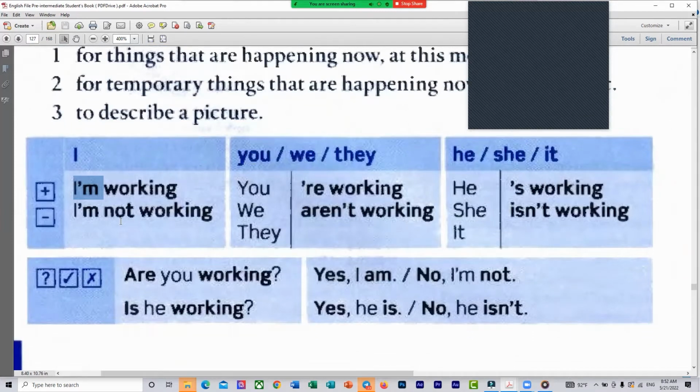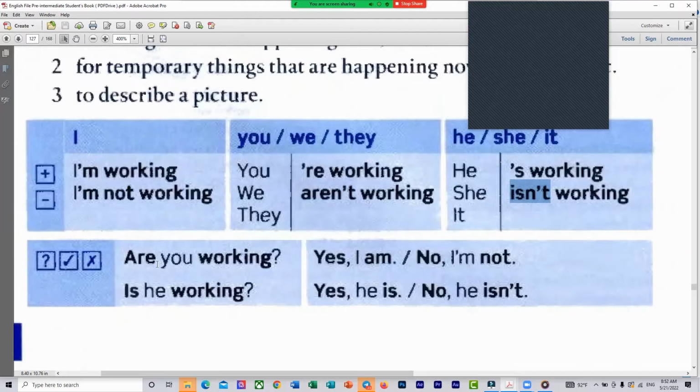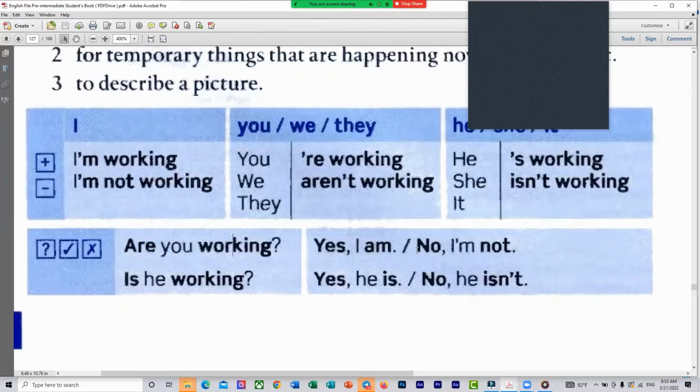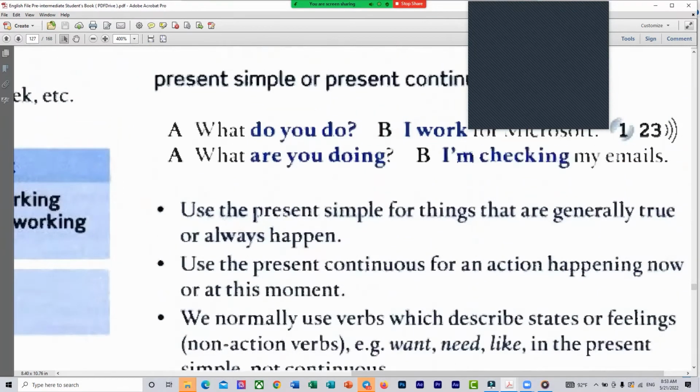So that is the short form. For the negative form, we use not. You put not after the verb to be. And for negative with short form, am has no short form, but for are not we have aren't, and for is not we have isn't. For the question, you just reverse: put the verb to be first, and then the subject. And for the short answer, yes, I am. No, I'm not. So the form, I think, is easy for you guys. I will not go into detail. I hope you understand this.